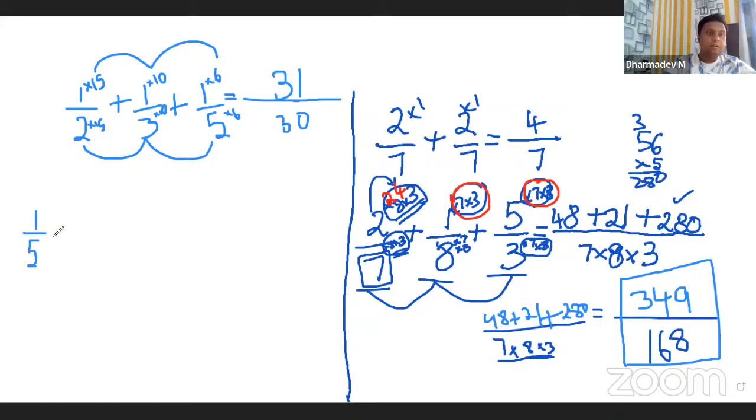1/5 minus 2/5 plus 1/4. What would be the answer?